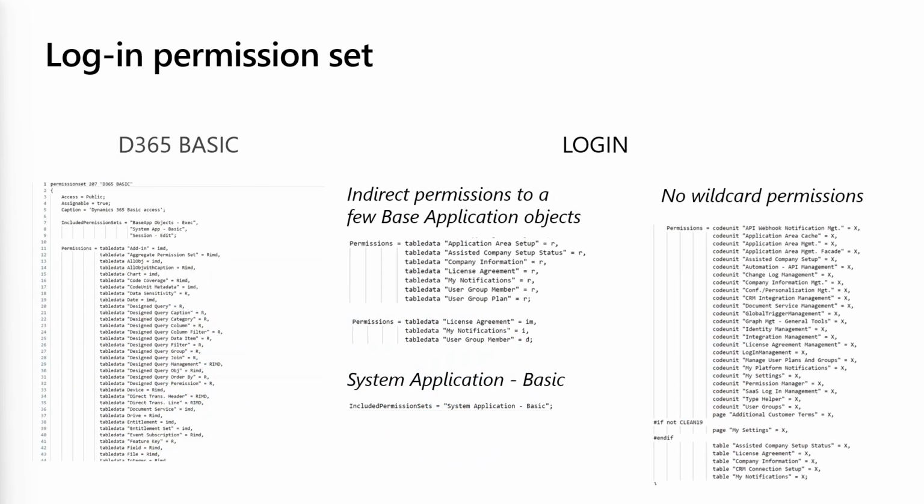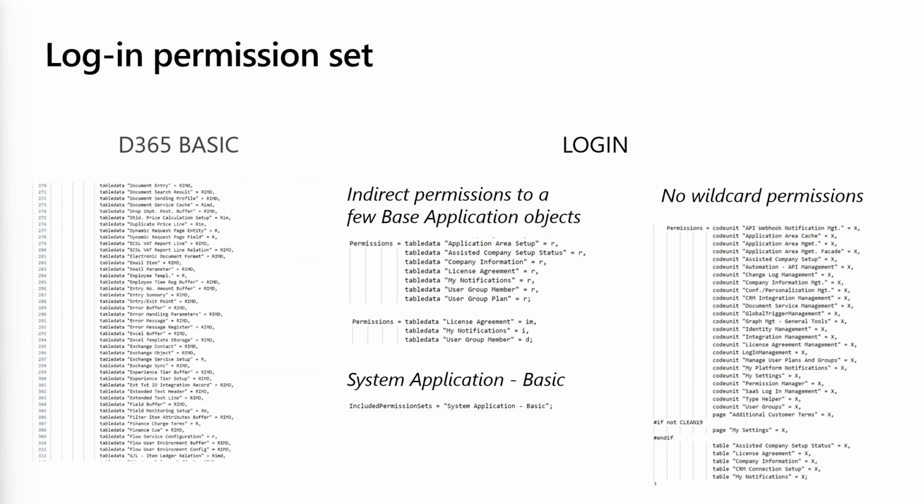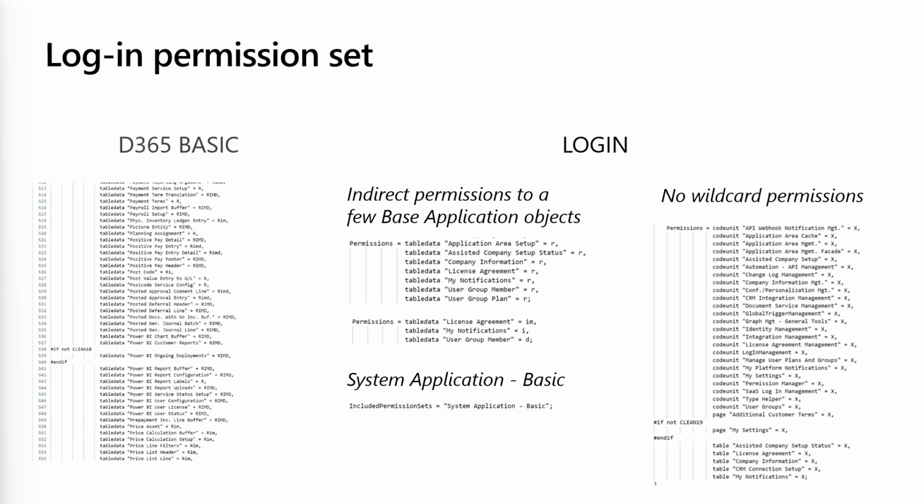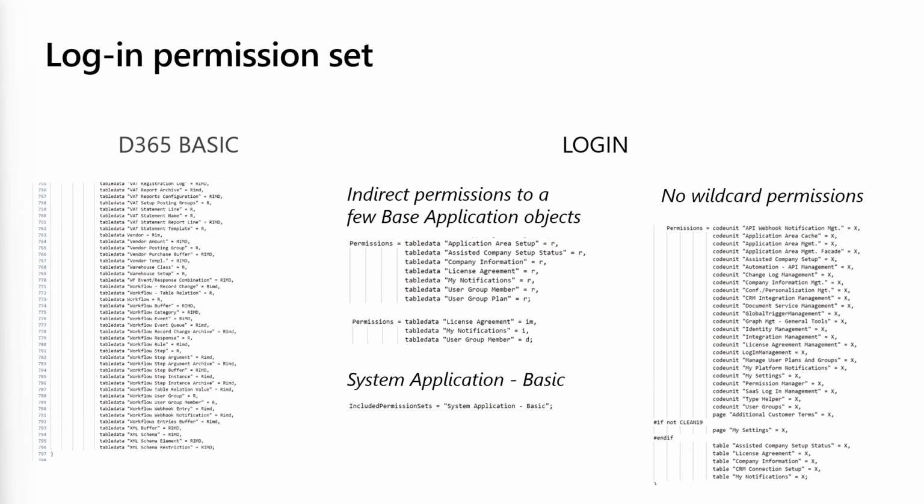So let's take a closer look at what's actually included in this permission set. On the left-hand side, you see the D365 Basic, and you see that it contains a lot of permissions. On the right-hand side is the login permission set. The login permission set contains indirect permissions to a few base application objects. It also includes System Application Basic. And then on top of that, it has no wildcard permissions, meaning that each codeunit, table, etc. that is used in the login process will be defined in this login permission set.